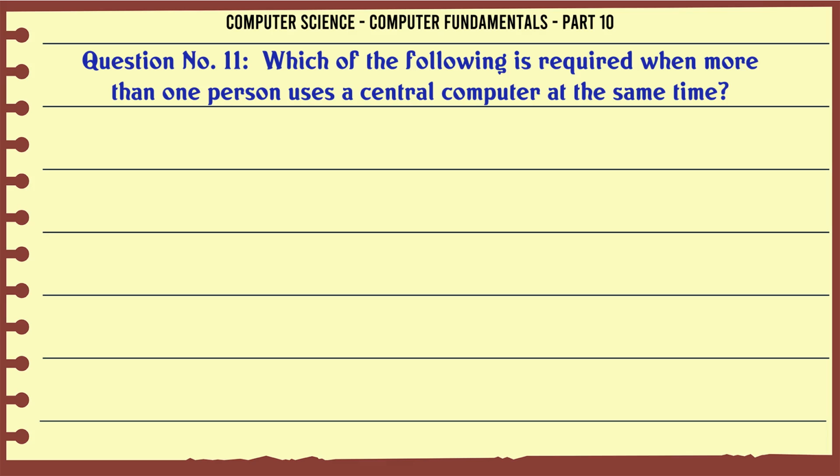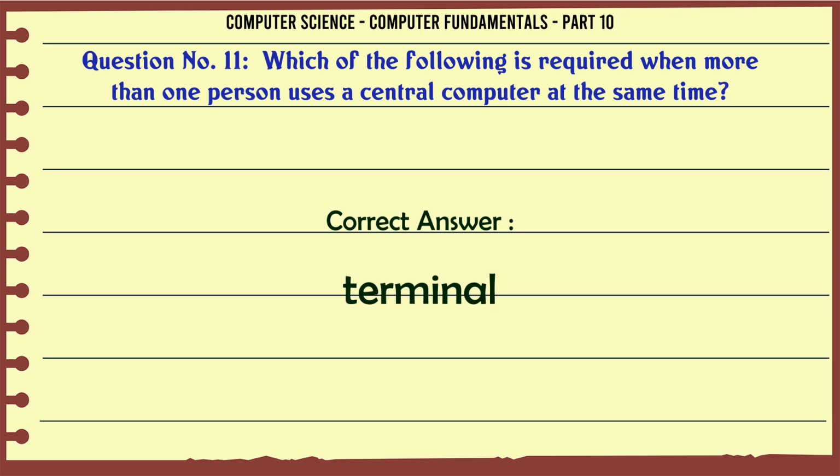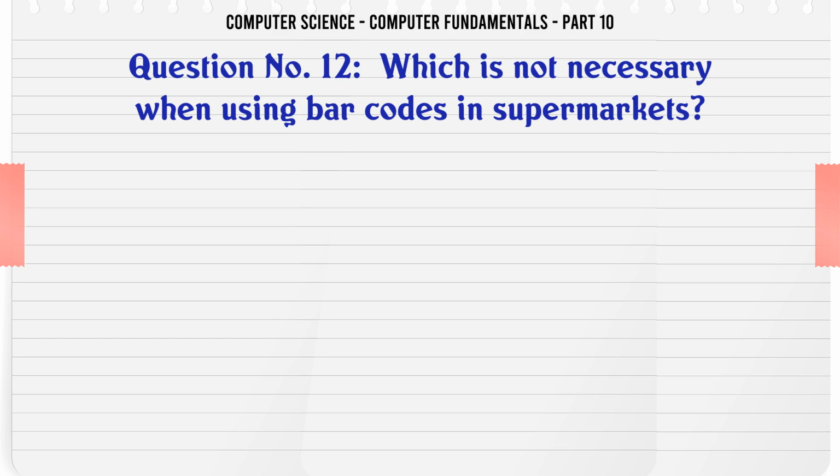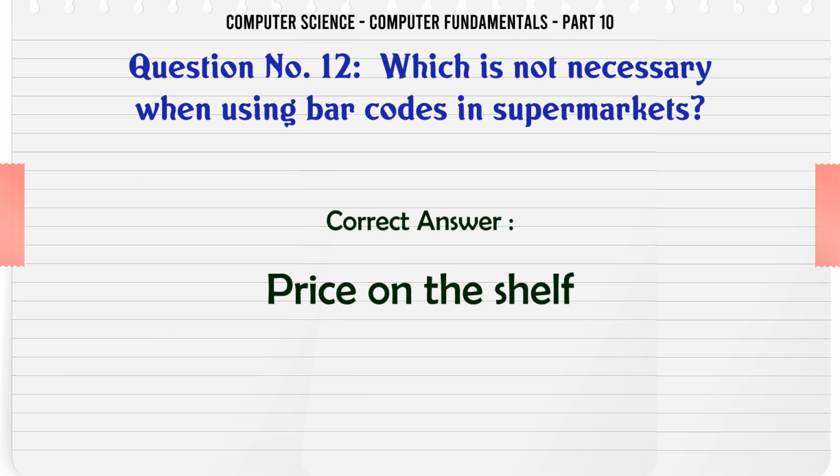Which of the following is required when more than one person uses a central computer at the same time? A. Terminal. B. Light pen. C. Digitizer. D. Mouse. The correct answer is terminal. Which is not necessary when using barcodes in supermarkets? A. Point of sale POS terminal. B. Check digit on the barcode. C. Price on the shelf. D. Price on the goods. The correct answer is price on the shelf.